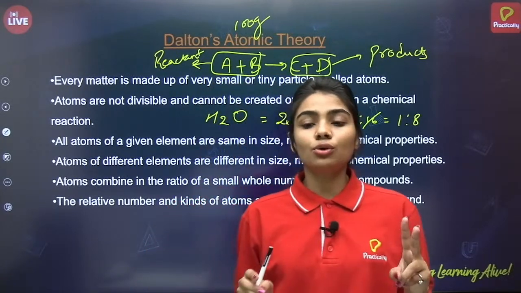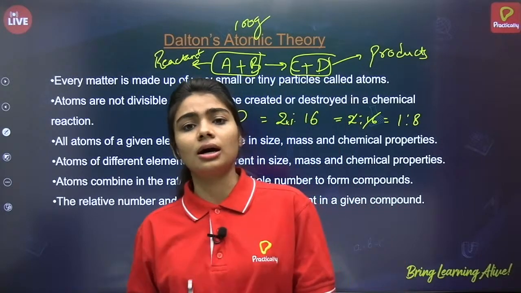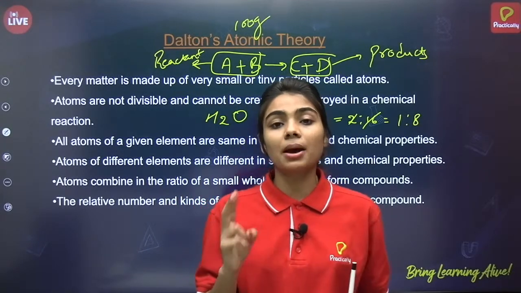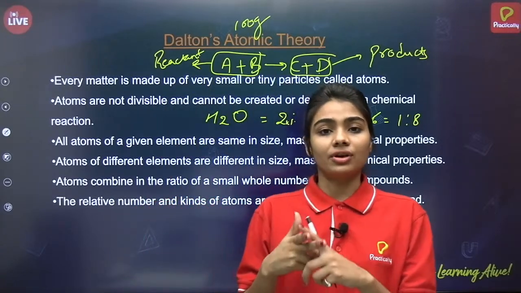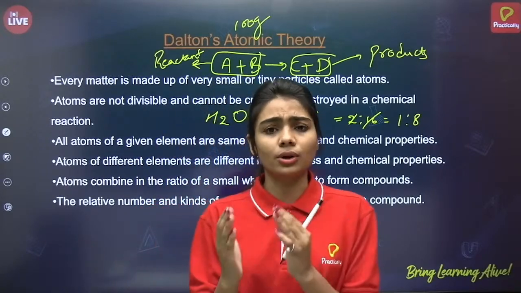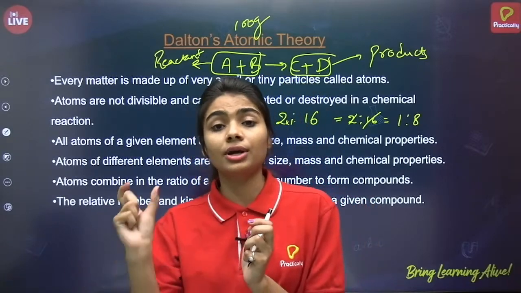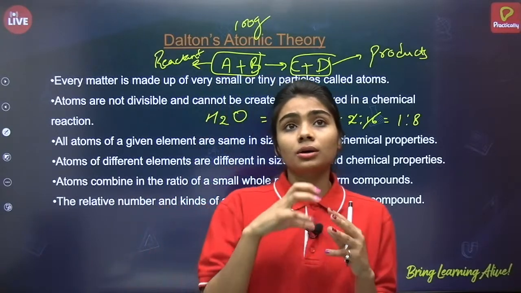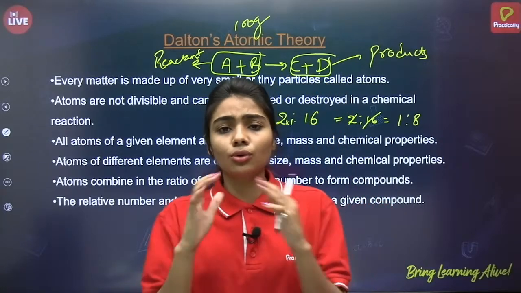So these are the 2 laws. There are many more laws of chemical combination, which you will learn in the higher classes. For now, you just need to remember 2 laws: the law of conservation of mass and the law of definite proportion. Now we know in what ratio elements combine with each other in a particular reaction, and how the mass of the reactants is equal to the mass of the products.